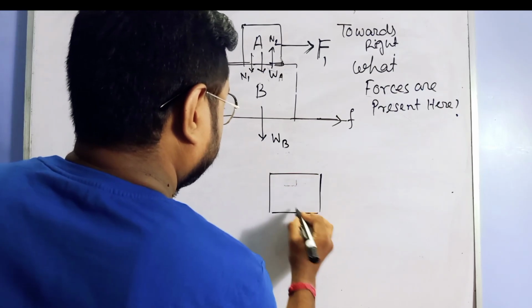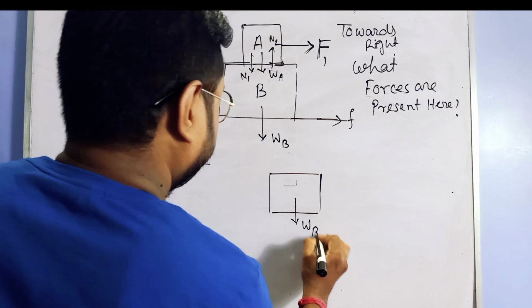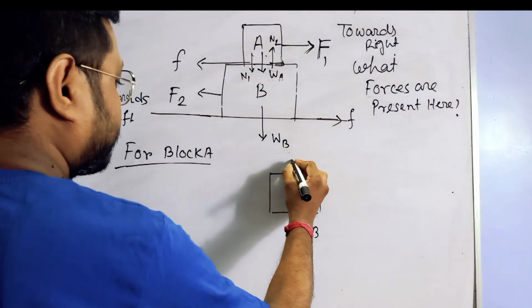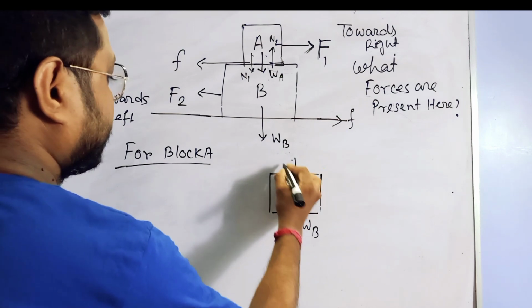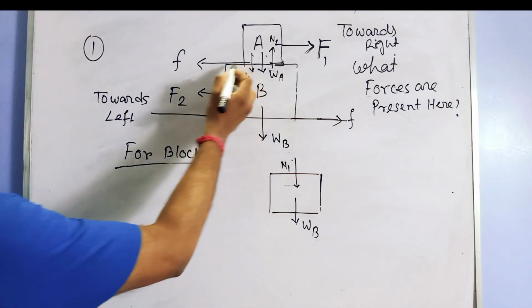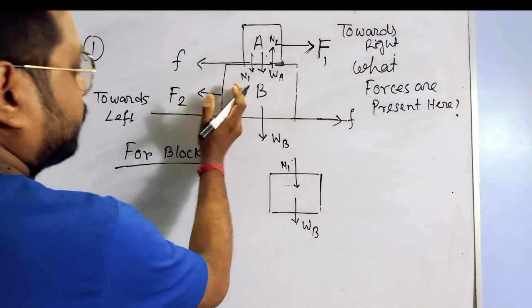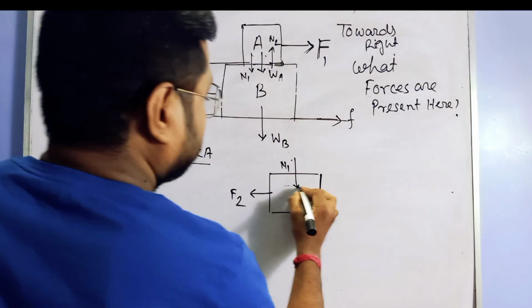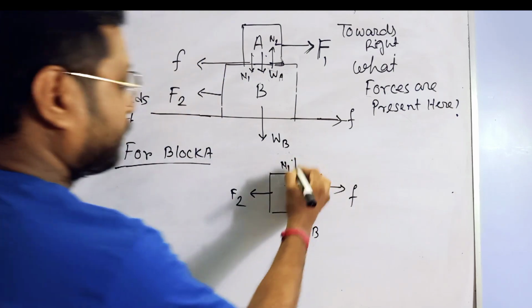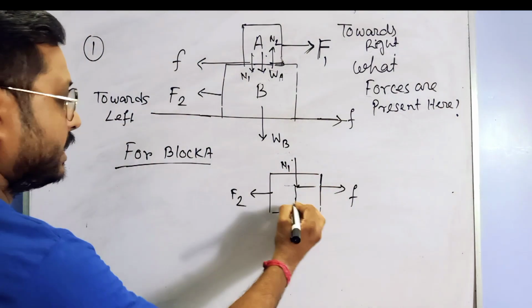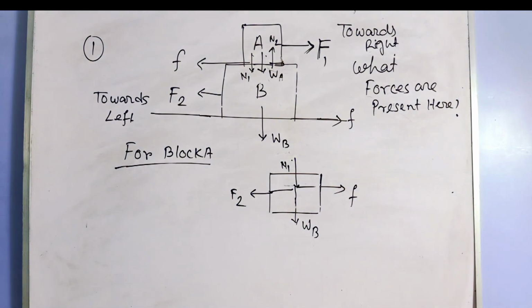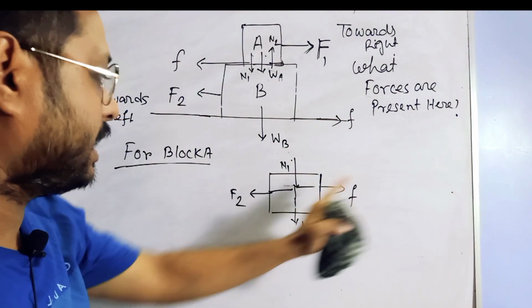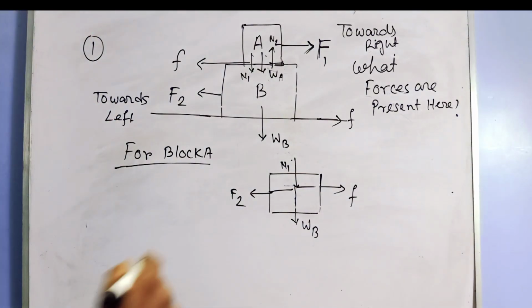Block B, its weight WB vertically downwards. Now what is the normal action of A? The normal action of A, N1, along this, and the force of friction F2 acts along this, so the force of friction is opposite to it and perpendicular to N1. So this is the diagram of block B: N2 along this, WB along this, F along this, F2 along this. So this is the picture.